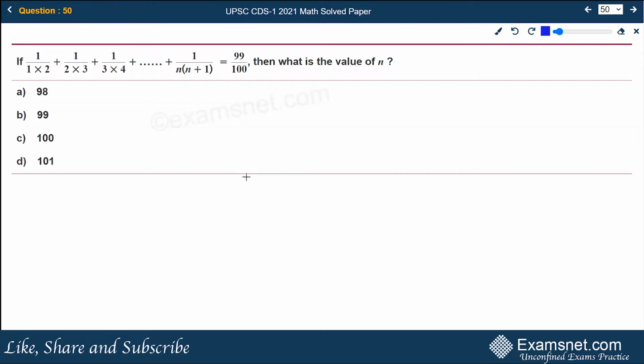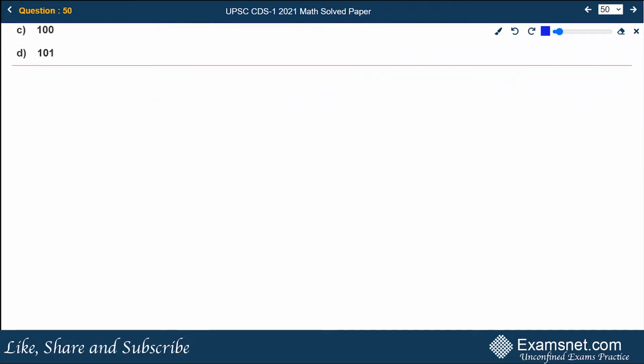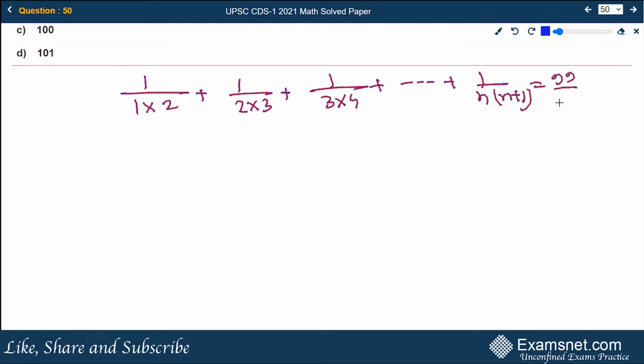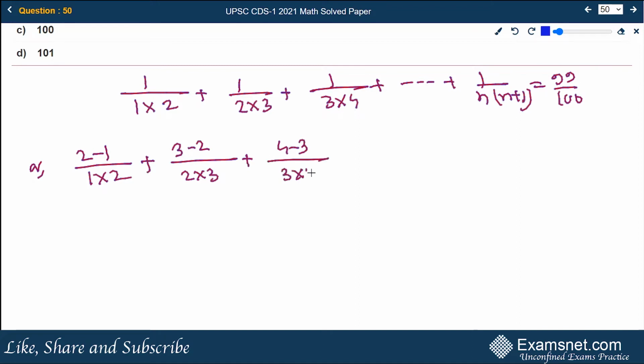In question number 50, we are given: if 1 by 1 multiplied by 2 plus 1 by 2 multiplied by 3 plus 1 by 3 multiplied by 4 plus dot dot dot up to 1 by n multiplied by n plus 1 equals 99 by 100, then what is the value of n? So first let me write the given expression. Now the 1 that is given in the numerator, I can write it as 2 minus 1 by 1 multiplied by 2, 3 minus 2 by 2 multiplied by 3, 4 minus 3 by 3 multiplied by 4, plus dot dot dot, n plus 1 minus n by n multiplied by n plus 1 equals 99 by 100.